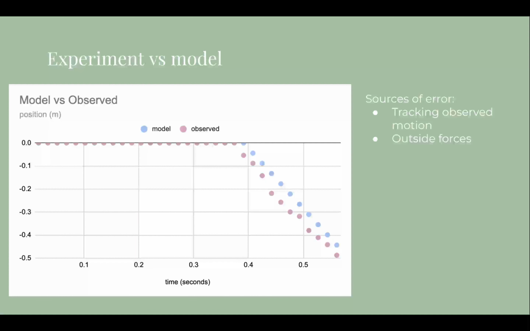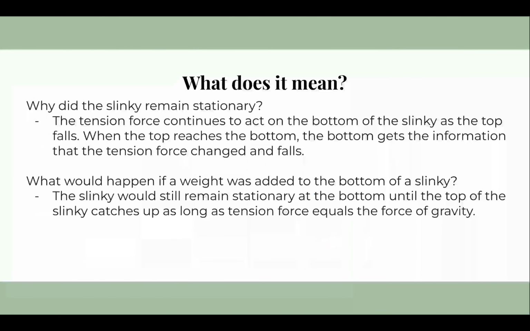And then for our data, we have our model versus our observed data, and they're fairly close, but you can see some discrepancies, which could be due to human errors in tracking and some other outside forces that weren't accounted for. And then what does this mean?